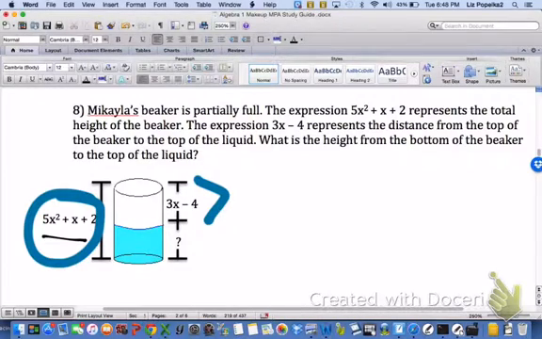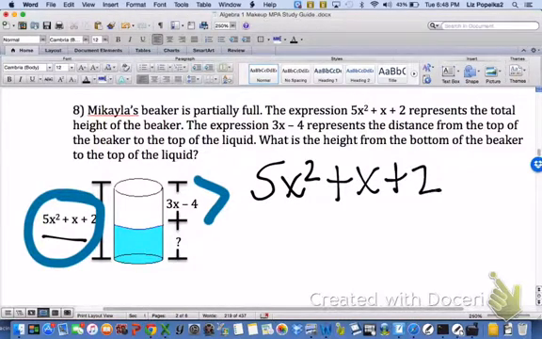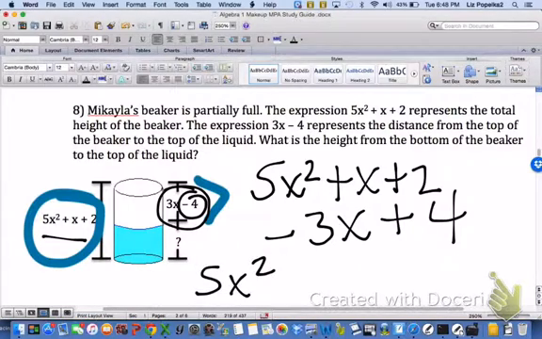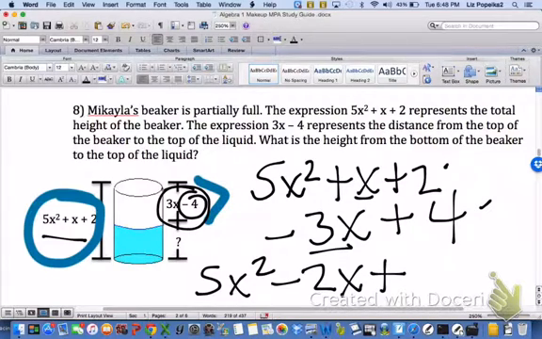So all we need to do is subtract these polynomials. So 5x squared plus x plus 2, and then I'm going to subtract this one, so negative 3x. Now, because it's a minus 4, and we're really going to be subtracting that minus 4, that's really going to turn this into a plus 4. So now I'm just going to combine my like terms. The 5x squared doesn't have another x squared to combine with, so I'm just going to leave it be. X and negative 3x combine to make negative 2x, and then 2 and 4 combine to make 6. So the answer is 5x squared minus 2x plus 6.